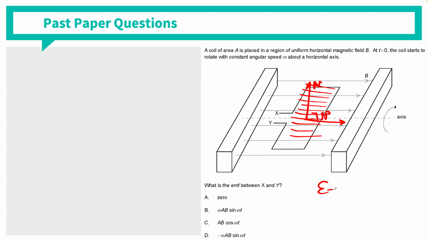And according to the formula, EMF induced is N into delta phi by delta T. And delta phi depends on B into A into N into cos theta. So N is anyway taken out in delta T. Since theta is 90 degrees, cos 90 will be 0. So EMF induced will be 0 between X and Y.